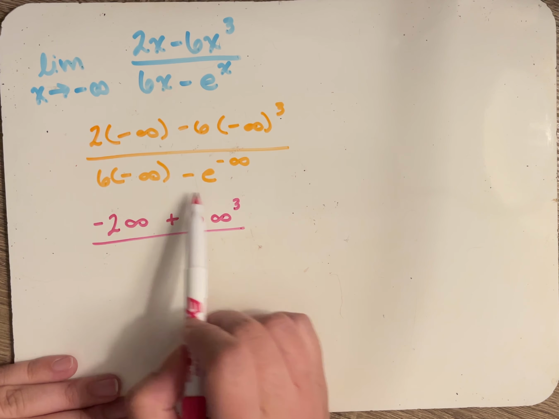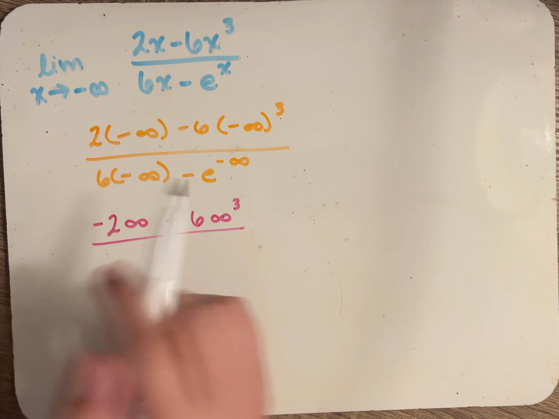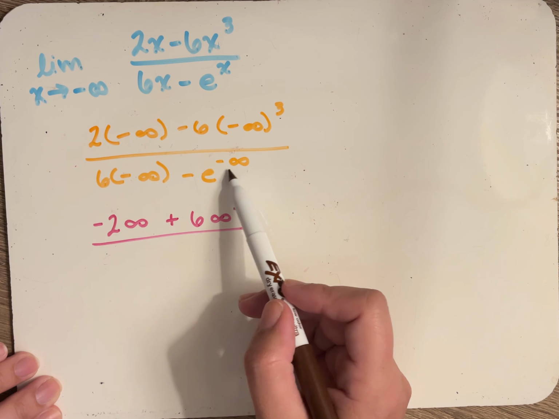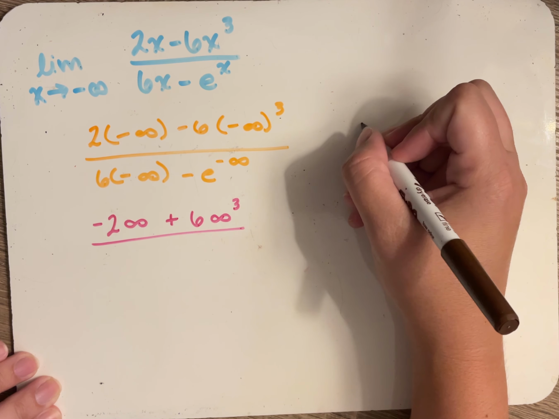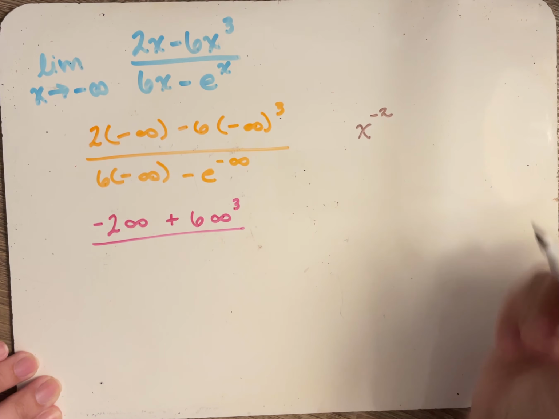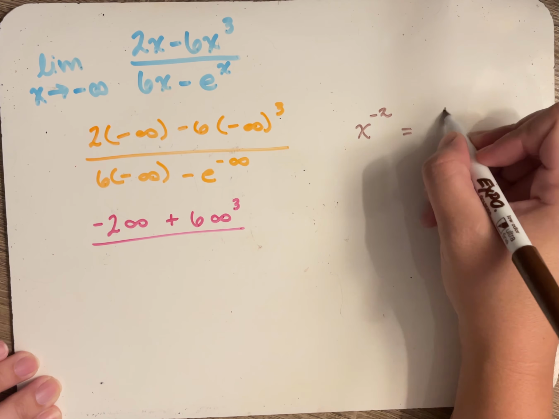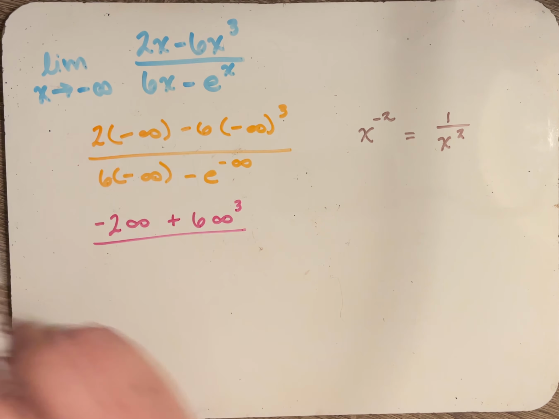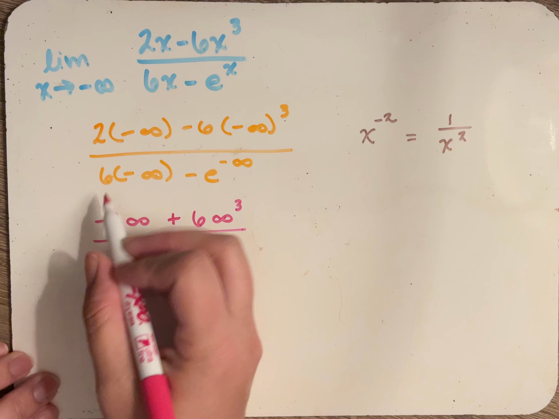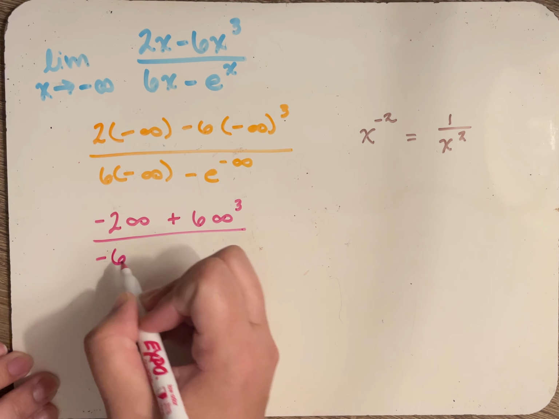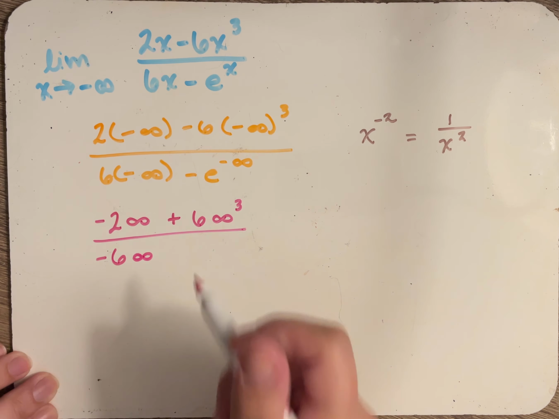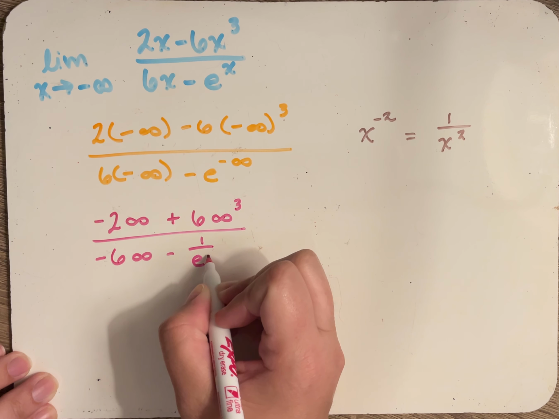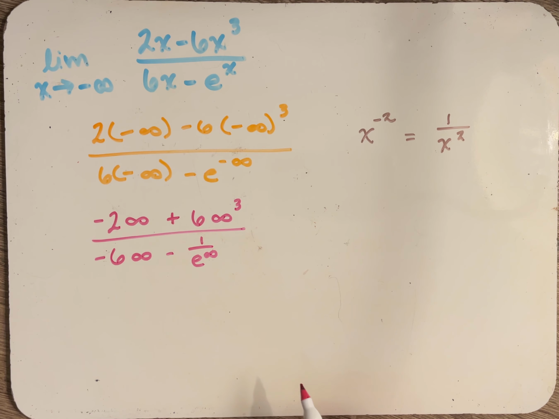Now, as far as the denominator here, we need to remember some exponent rules. If I have something raised to a negative exponent, for instance, if I had x to the negative 2, I could rewrite that as 1 over x squared. So we're going to apply that idea here. So I have 6 times negative infinity is negative 6 infinity. And then here I really have minus 1 over e to the power of infinity.